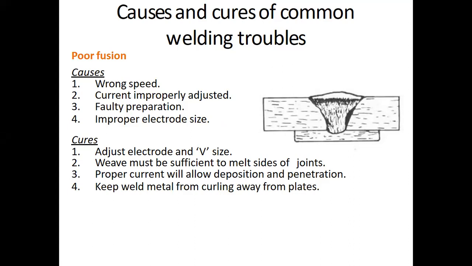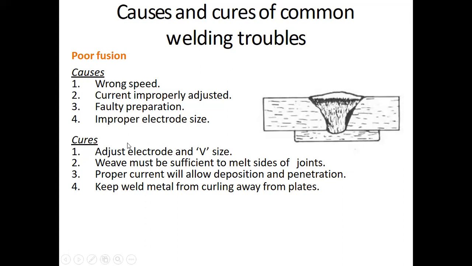And therefore, it is not able to properly melt the portion which was desired to be melted. Current is improperly adjusted, faulty preparation, right? The edges are not prepared properly in the proper geometry. Like for example, in the case of this, probably a V shape edge was done, right? Improper electrode size is another factor.